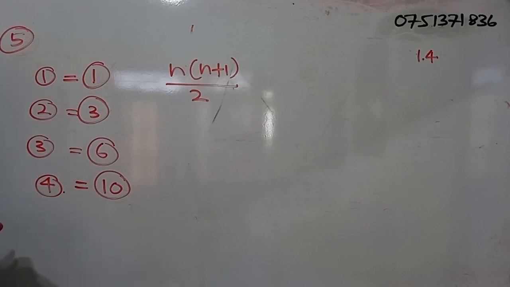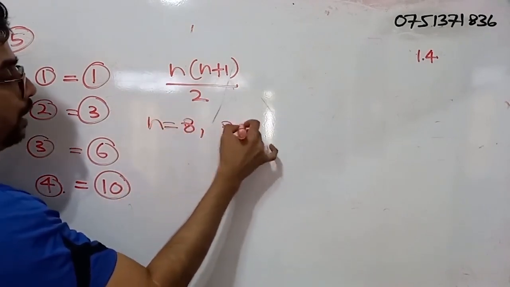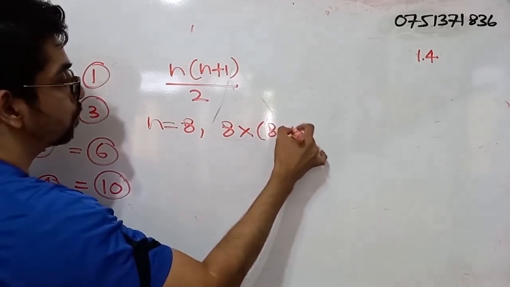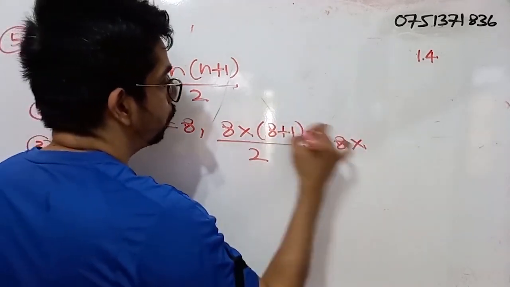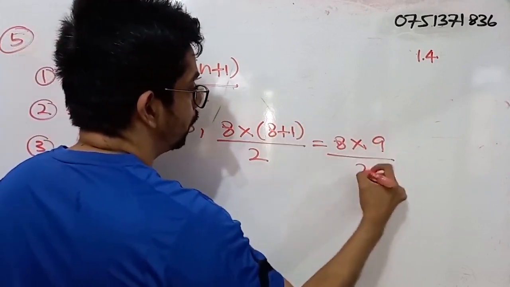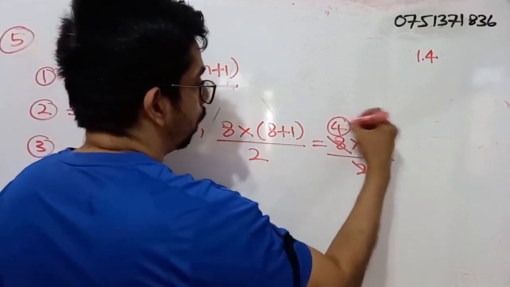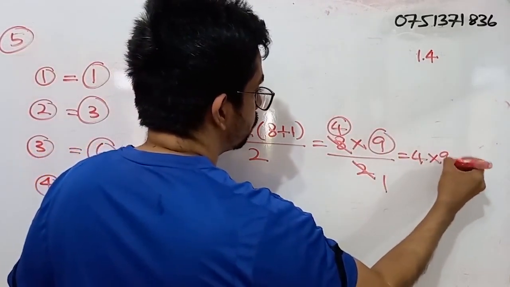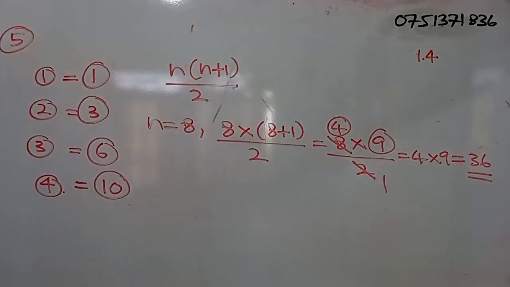Find the total number of triangles in the 8th figure that is drawn according to this pattern. That means n will be equal to 8. So 8 into 8 plus 1, the whole thing divided by 2. So 8 into 9, the whole thing divided by 2. 2 times 1, 2 times 4. 4 times 9 is what? 36. So the total number of triangles is 36.